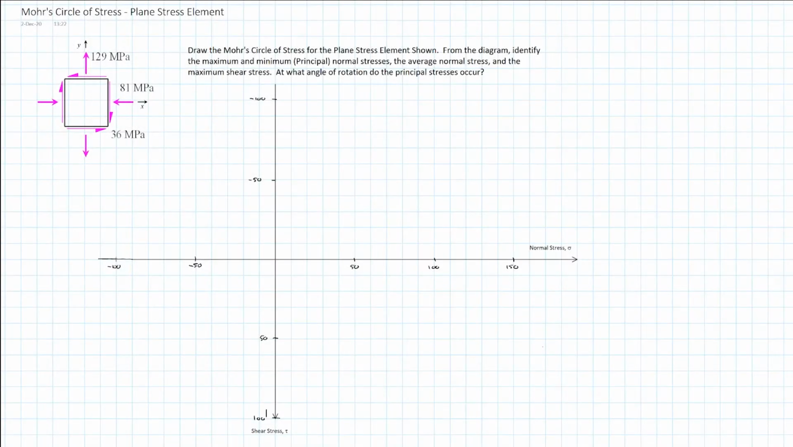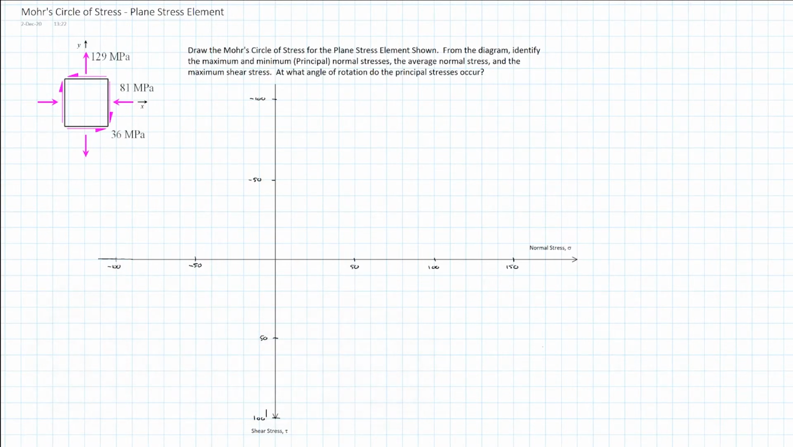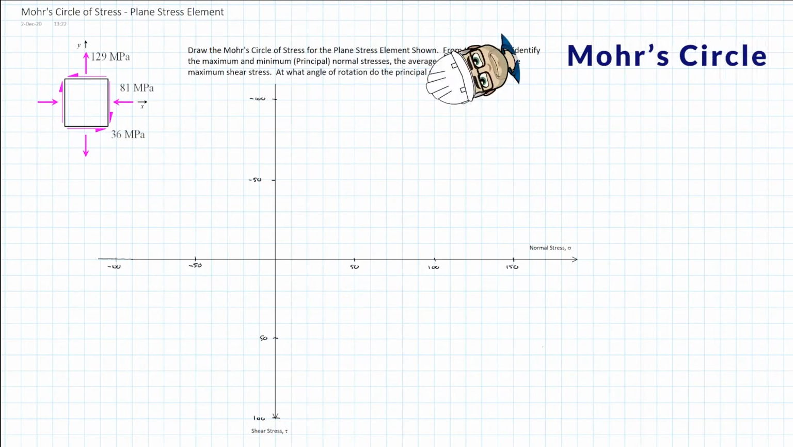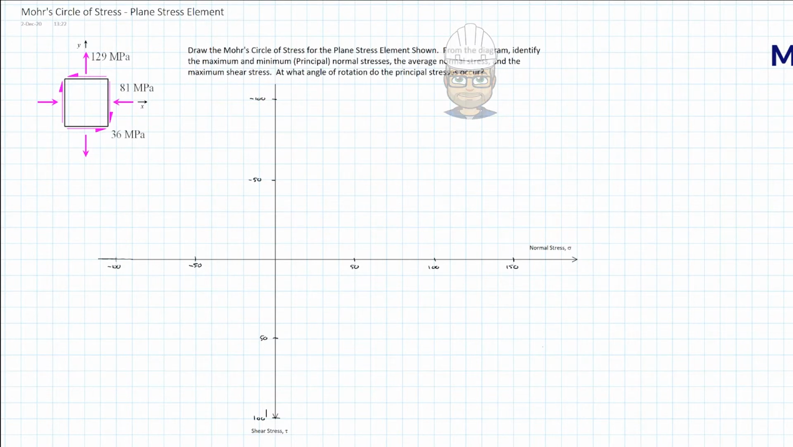Okay, we're just going to do a quick application of Mohr's circle of stress, and very specifically for the plane stress element. So we have a plane stress element shown here in its XY orientation. It has an 81 megapascal compression on the X face, or the vertical face, a 129 megapascal tensile stress on the horizontal face or the Y face, and a 36 megapascal XY shear stress.